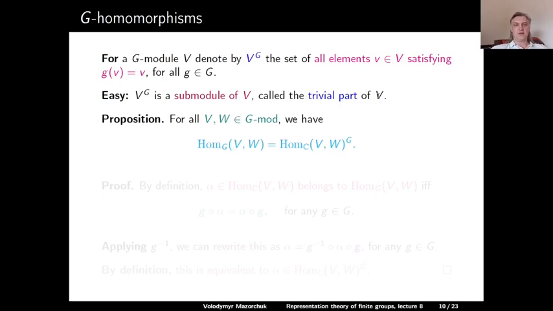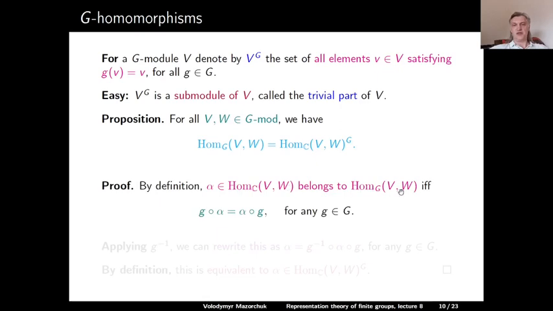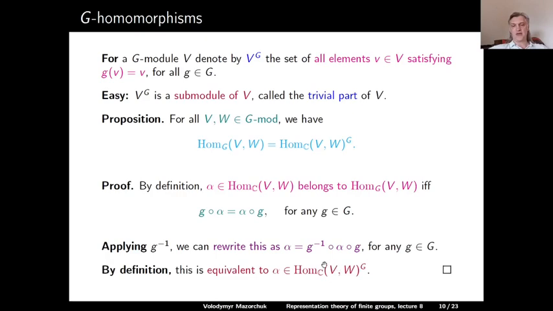Claim: for all V and W in G mod, the space of all G homomorphisms from V to W is exactly the trivial part of the G module of all linear maps from V to W. Proof: by definition, a linear map alpha from V to W is a G homomorphism if and only if it commutes with the action of G. So for any g in G, applying g after alpha should be equal to applying g before alpha. So if you take this equality and multiply it with g inverse on the left, we can rewrite it as alpha is equal to g inverse after alpha after g for any g in G. And by the definition of the action of G on the space of all linear maps from V to W, this means exactly that alpha belongs to the trivial part of this G module.